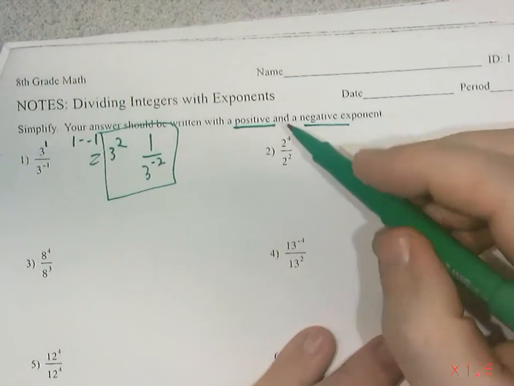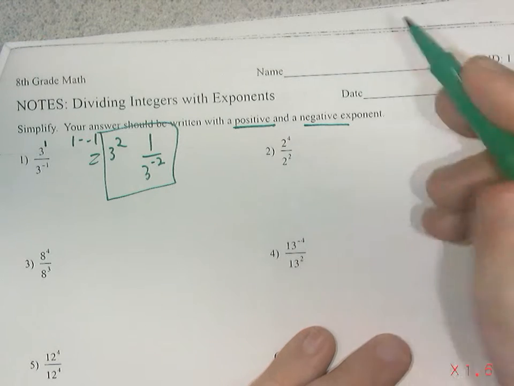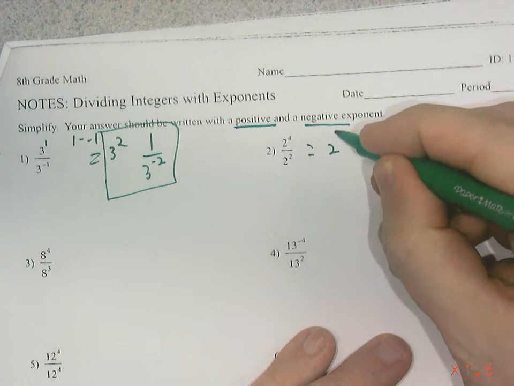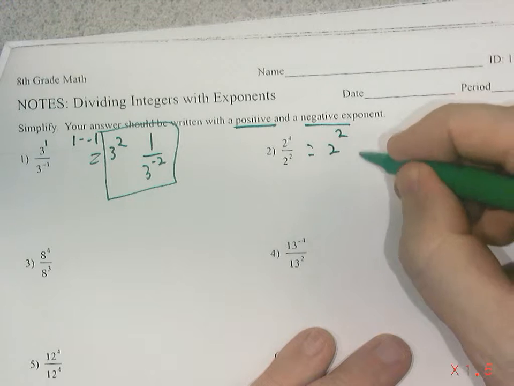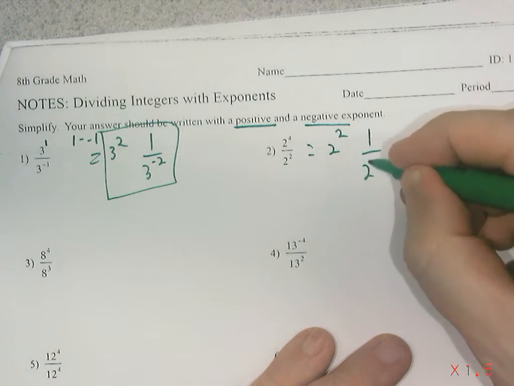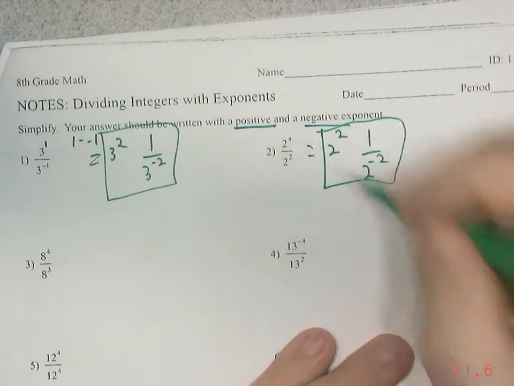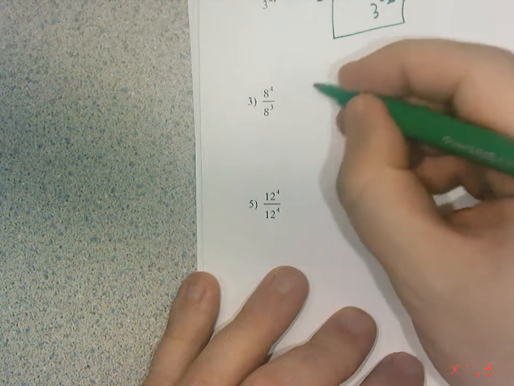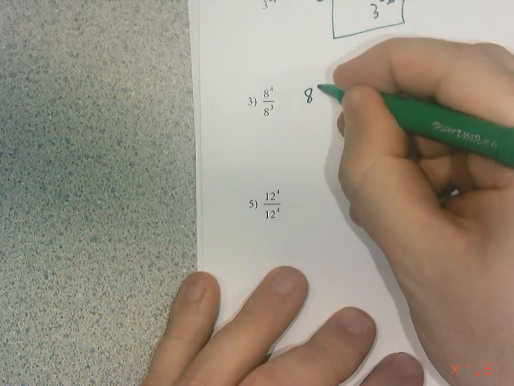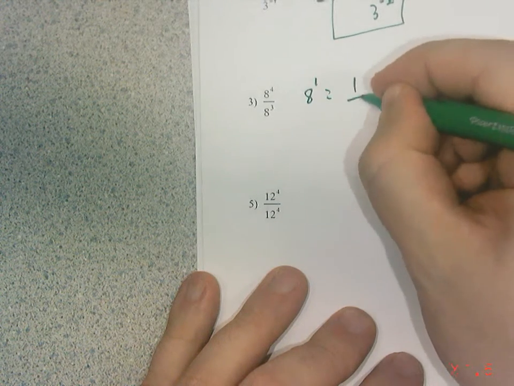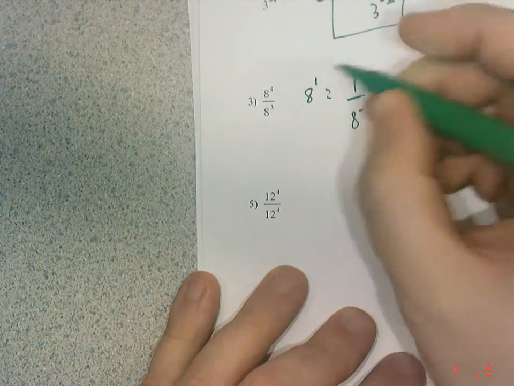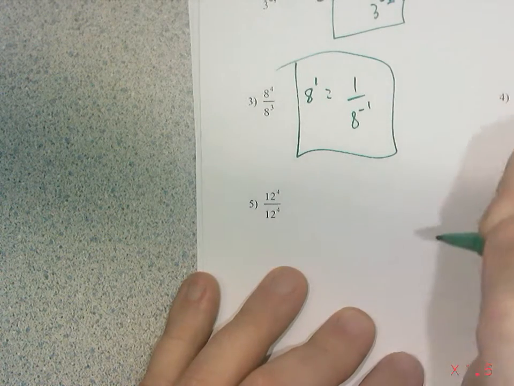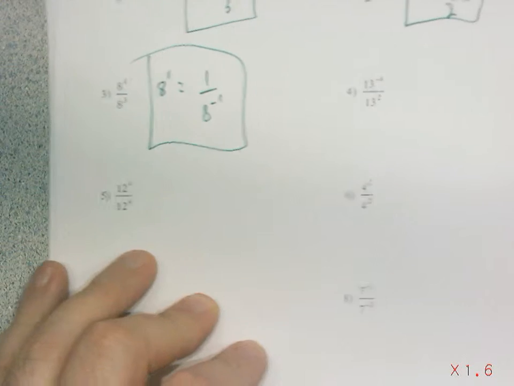Okay, let's try this again. 4 subtract 2 would be 2, so 2 to the second power. And then the negative version, 1 over 2 to the negative 2. And there's my answers. Okay, 4 over 3, 4 minus 3 is 1. So I have 8 to the 1 power, or 1 over 8 to the negative 1. That would be my answers.